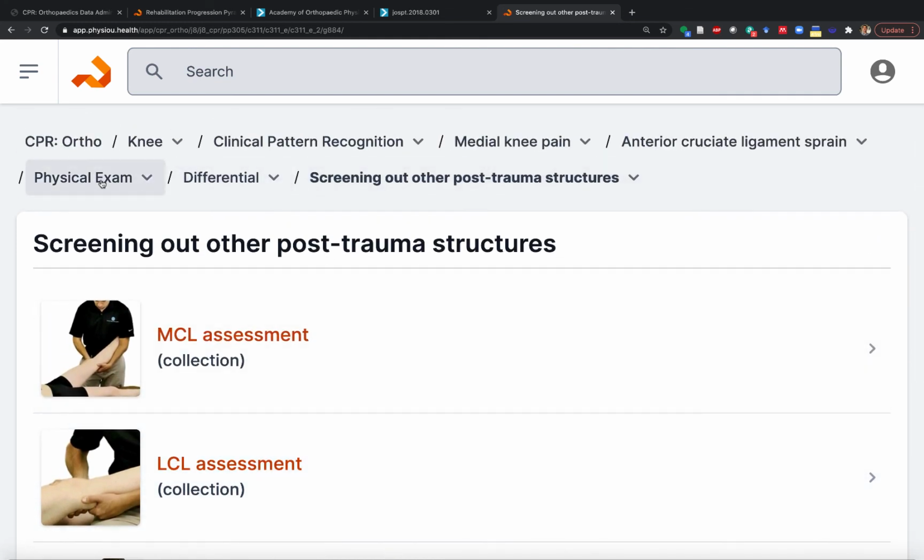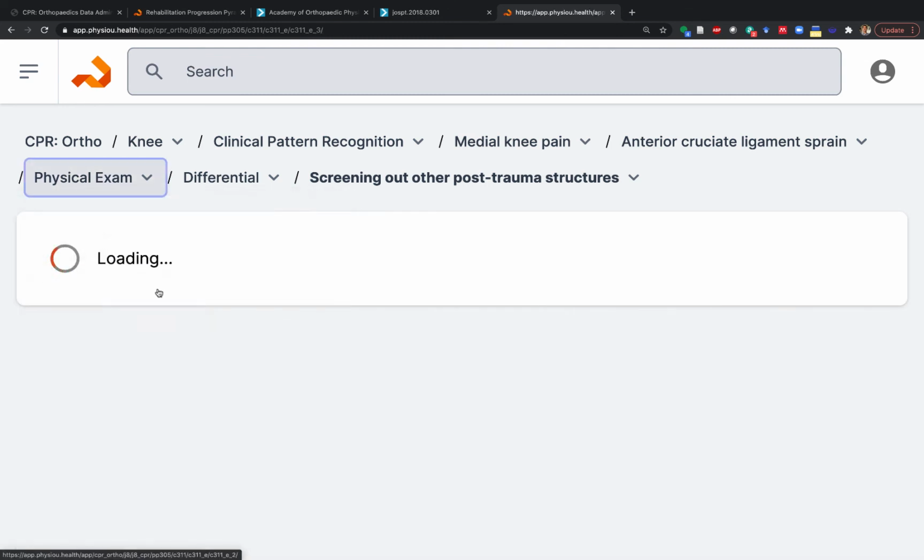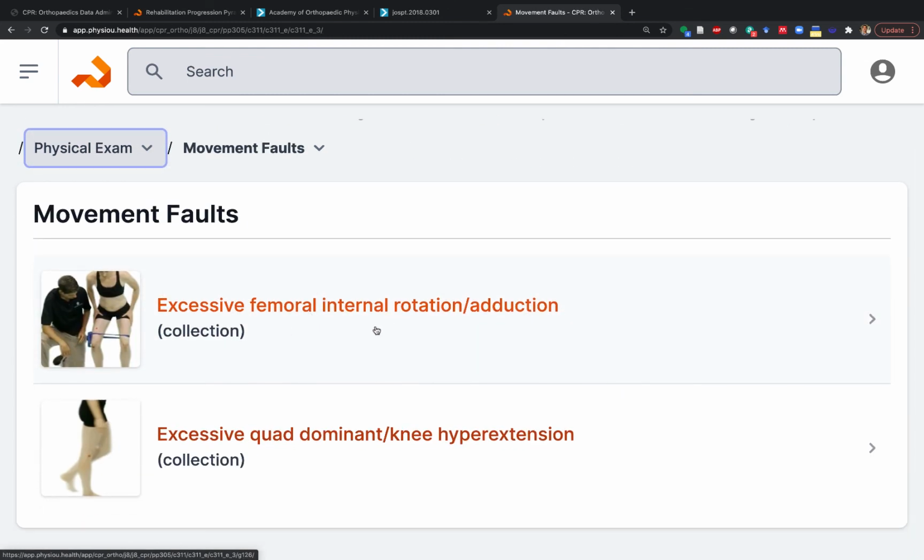All right, and then when you look at your movement faults, you'll see that there's a couple of key movement faults here. Excessive quad dominance, knee hyperextension. Remember we talked about hyperextension movement or trauma could be related to the ACL injury, as well as excessive femoral internal rotation. So you guys can explore these movement faults. How do I look for them? How do I correct them? How do I train a patient to avoid these movements?